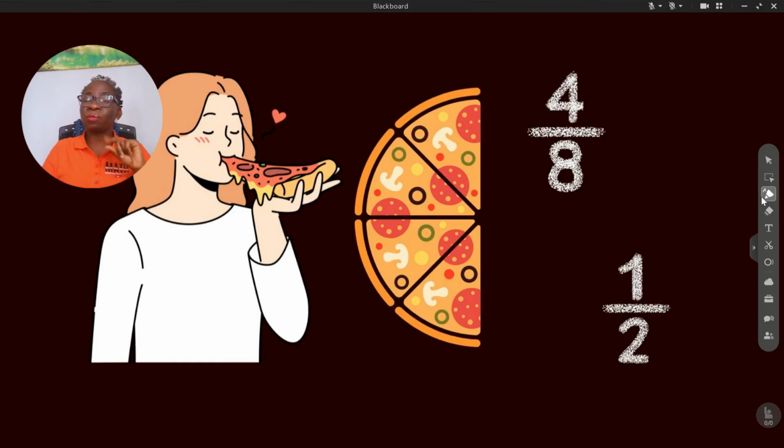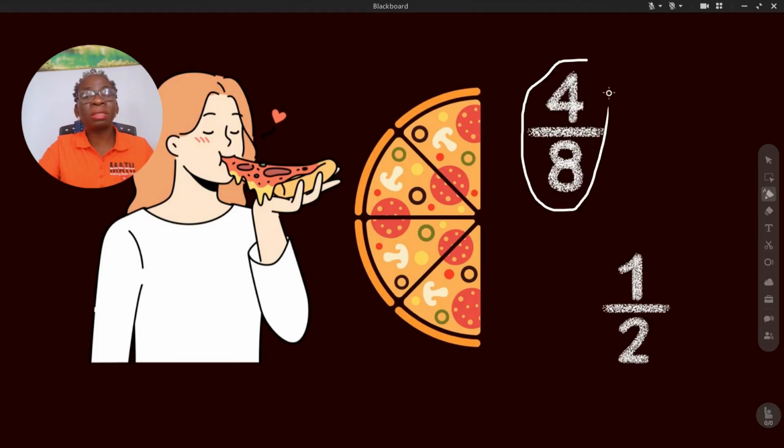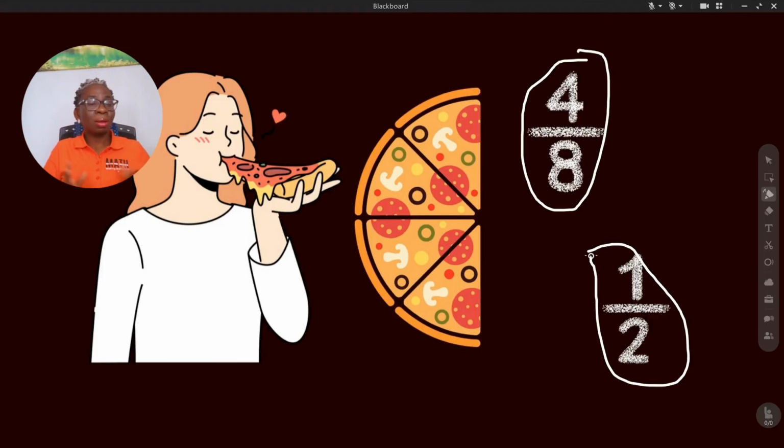Let's say I eat 4 out of the 8 slices. Someone might say that's 4/8. Another person might say that's half the pizza. Guess what? Both are right because fractions are about relationships. 4 slices out of 8 total is the same as 1 slice out of 2 total. So when we say 1/2, it's a simpler way of showing the same comparison.